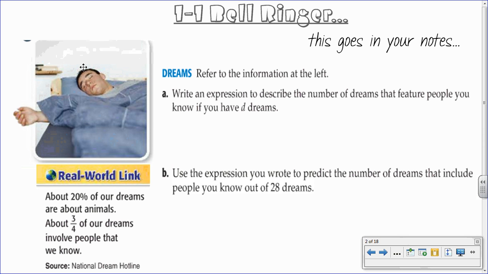Now, what I want you to do on this bell ringer, what you're going to be required to do, 1-1 bell ringer, go ahead and make sure that you write the instructions. Okay? The heading of this bell ringer is just going to be dreams. Then refer to the information at the left. Write down A. Write an expression.